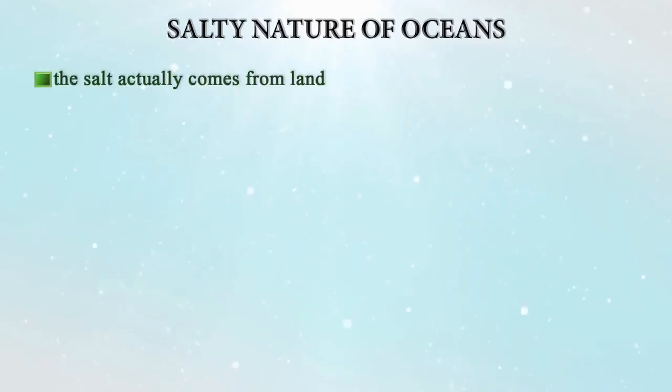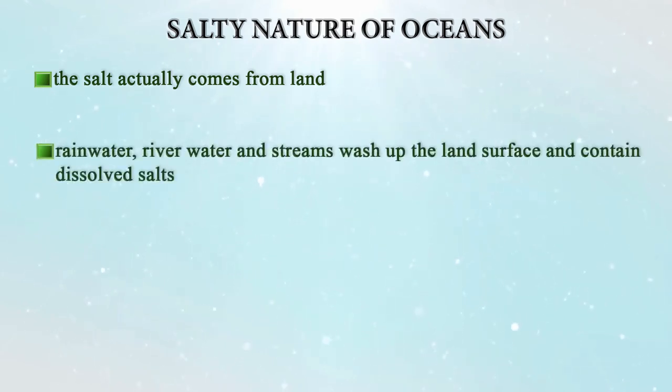So we are all familiar with the salty nature of oceans. Do you know what is the source of this salt? Yes. The salt actually comes from the land areas. The rain water dissolves enormous amount of salts and flows as surface runoff. The river water streams all wash up the land surface and contain dissolved salts. And since we have studied while studying the hydrological cycle that the slope of the land is towards the ocean, so everything gets deposited into the oceans.